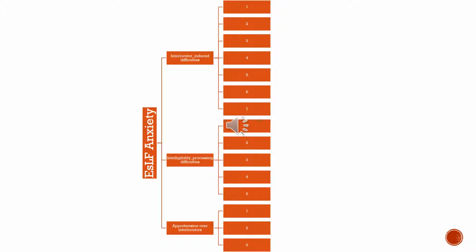So this is the result of the exploratory factor analysis. So we have a single construct which is called SLF anxiety, and there are 3 factors loaded. In the first factor above, there are 10 items, and then in the second factor, there are 5 items loaded. And for the last factor, there are 3 items loaded.